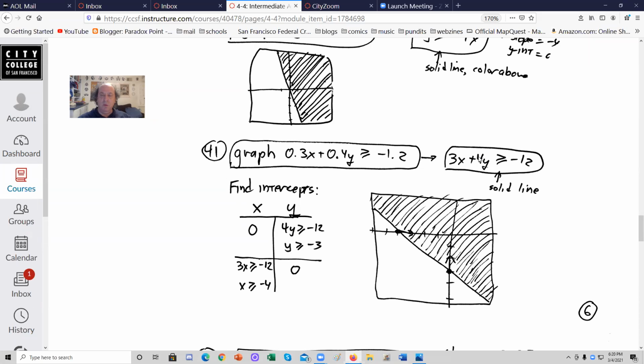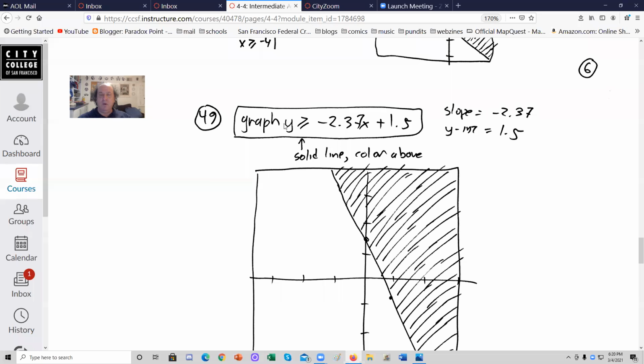When y is 0, we get 3x is greater than or equal to 12, or x is greater than or equal to 4. So here's 4 by 0. That's the other boundary intercept, and we color to the right of that. So we draw this solid line. We color to the right of this and above that, in other words, the upper right half of the plane like this.